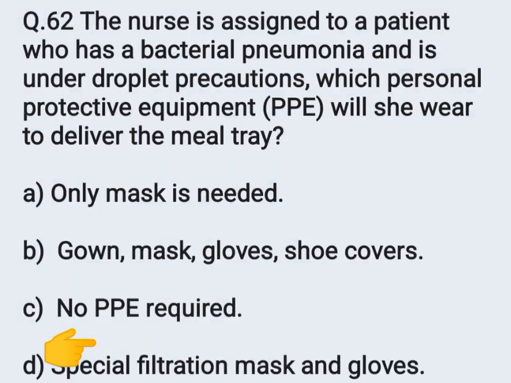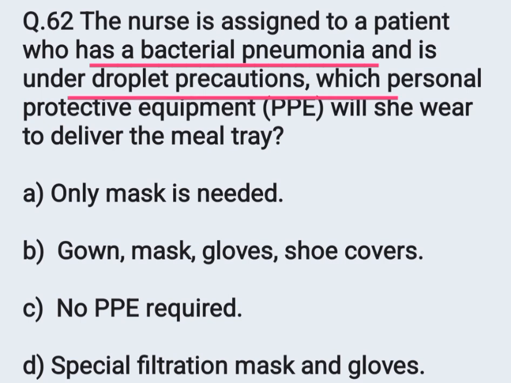And the next question, question number 62. The nurse is assigned to a patient who has a bacterial pneumonia and is under droplet precautions. Which personal protective equipment will she wear to deliver the meal tray? Options: Option A, only mask is needed. Option B, gown, mask, gloves, shoe covers. Option C, no personal protective equipment required. Option D, special filtration mask and gloves.